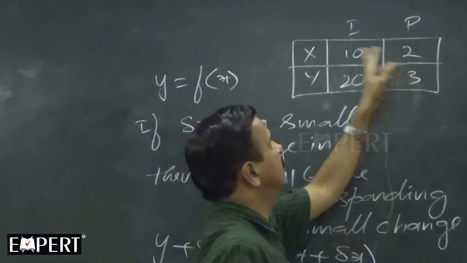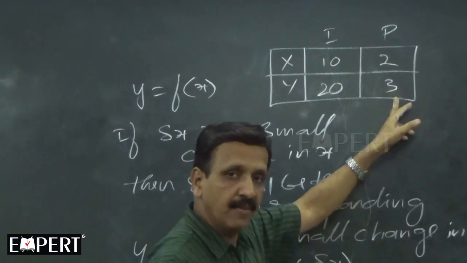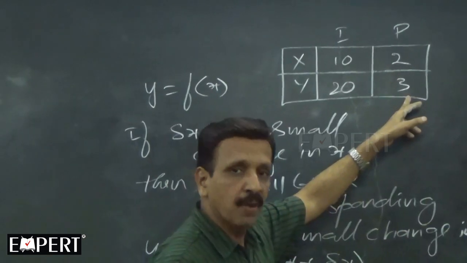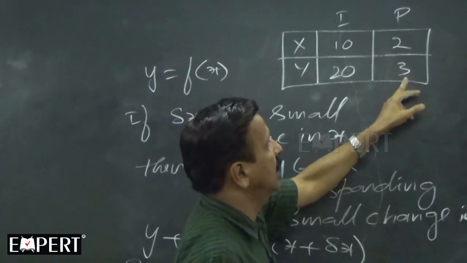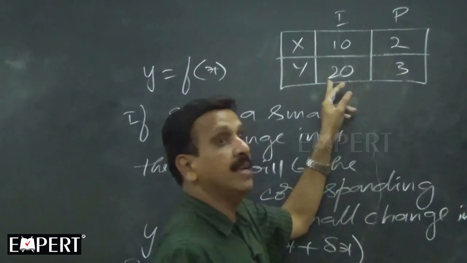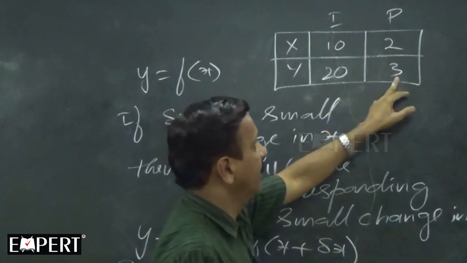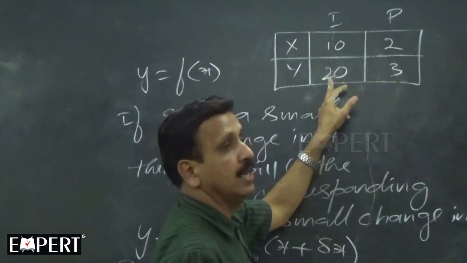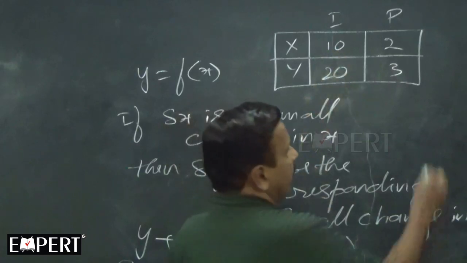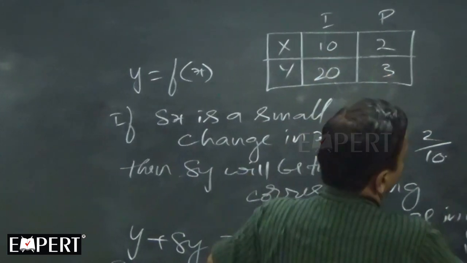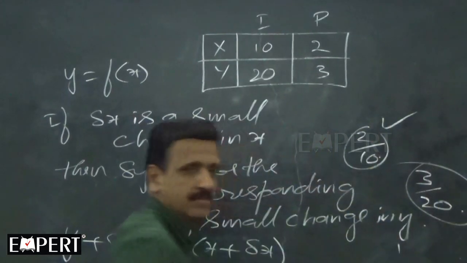It's not businessman Y. Even though he has a profit of 3 lakhs, which is more than that of X, you see here the profit of 3 lakhs is for a 20 lakhs investment. Here the profit is 2 lakhs for a 10 lakhs investment. If you calculate the ratio, 2 by 10 and 3 by 20, definitely 2 by 10 is more than 3 by 20.